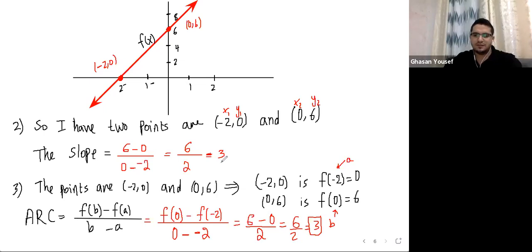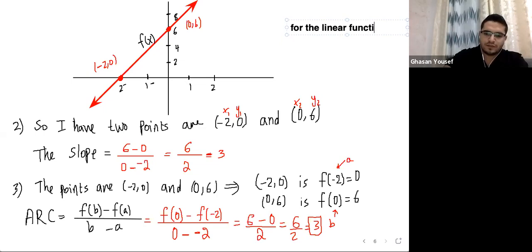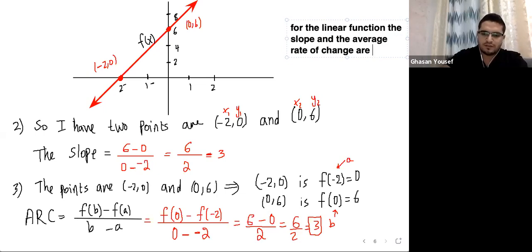What does that mean? This means the slope and the average rate of change are the same for the linear function. For the linear function, the slope and the average rate of change are similar, or the same, or equal.